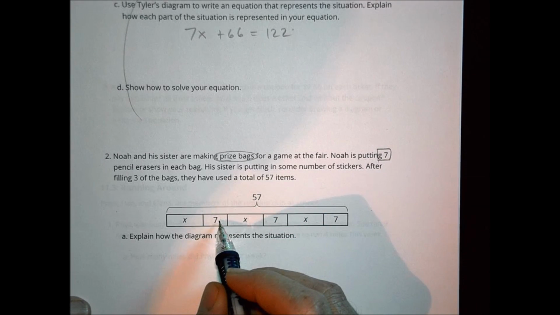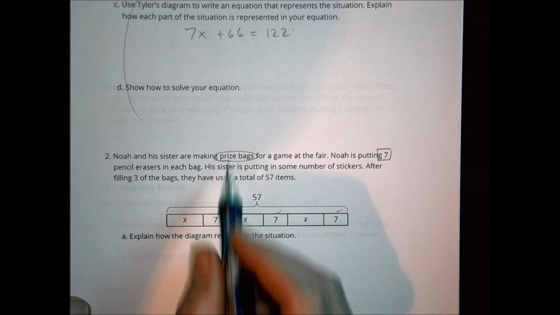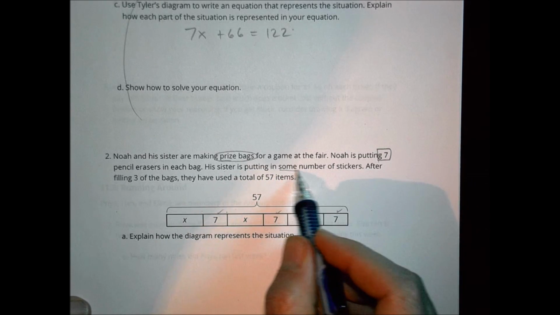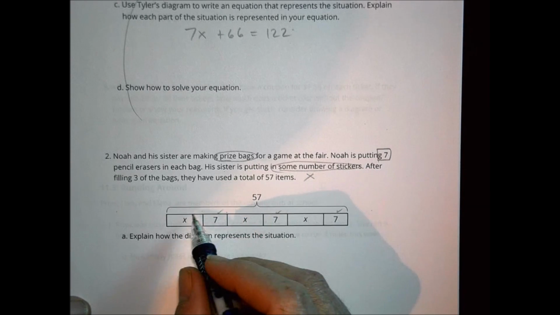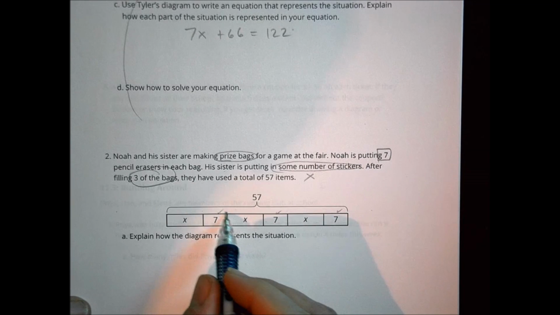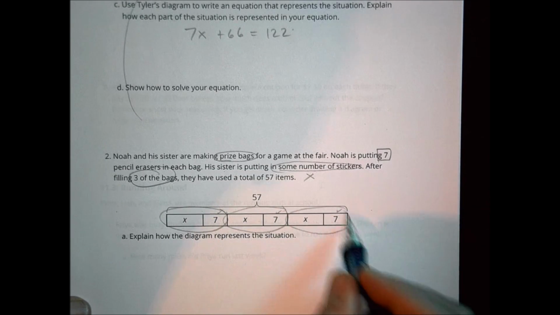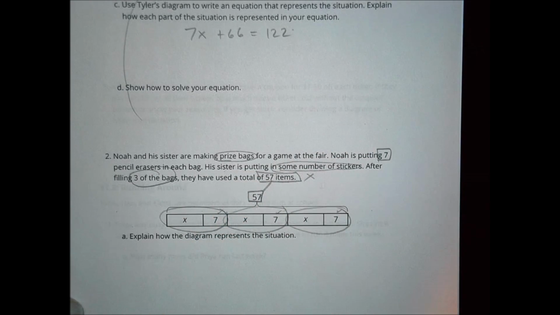So let's see, where's that at? Here's our 7, and our 7. Notice here we have prize bags. These are our bags here. His sister's putting in some number of stickers. That's probably going to be our X, right? After filling 3 of the bags, 3 bags. Here's bag number 1, bag number 2, bag number 3. They have a total of 57 items. So there's our total there.